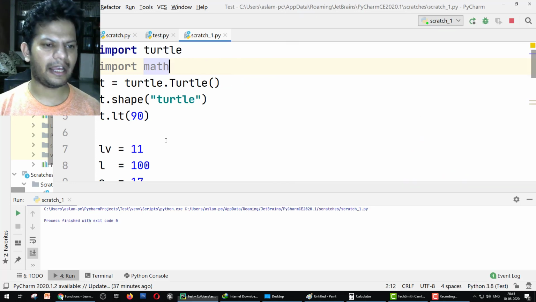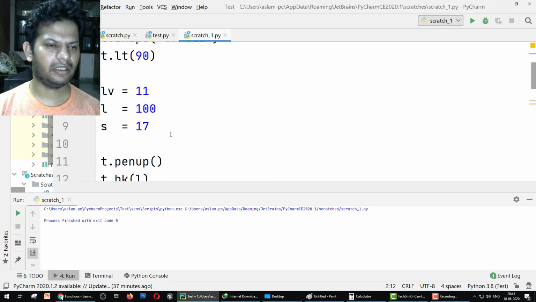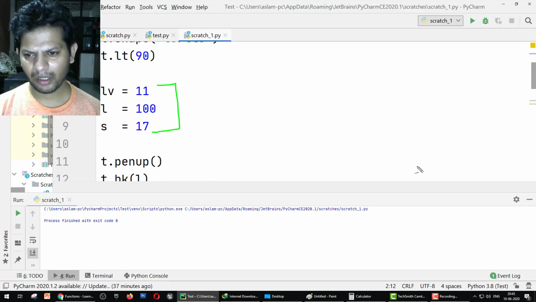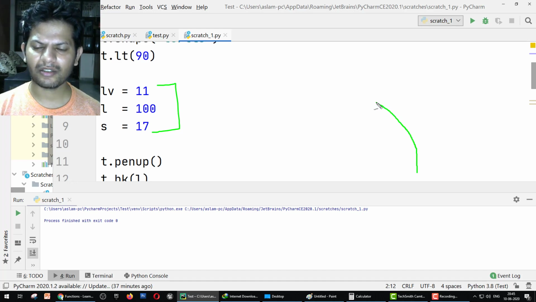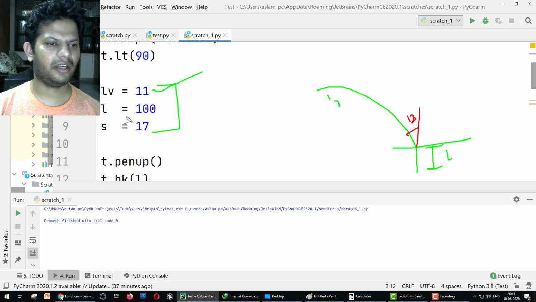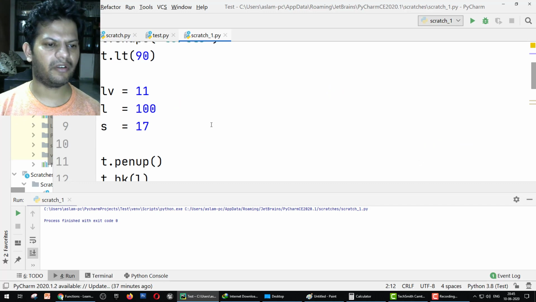Now the level is 11. These three variables you can remember. I am telling you, these are a straight line, then rotate some line, this row line, this line, like this. These are the steps. So that step is 11, and the distance of this line is L, 100, and the angle of this is 17 degrees. Okay, so that's why we define three variables.